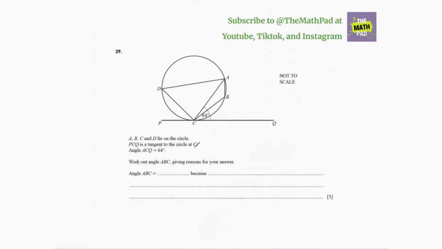Then A, B, C, and D lie on the circle. PCQ is a tangent to the circle at P. Angle ACQ is given as 64. Work out the angle ABC giving reasons for your answers. So angle ABC, this one.